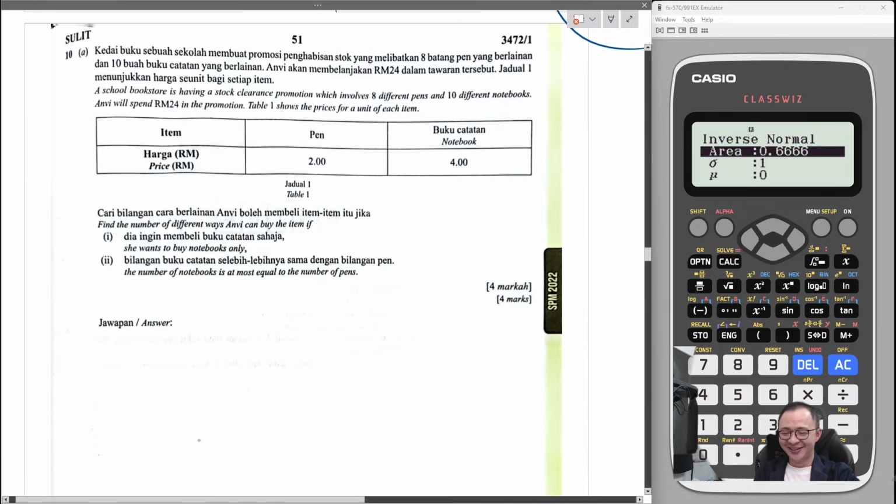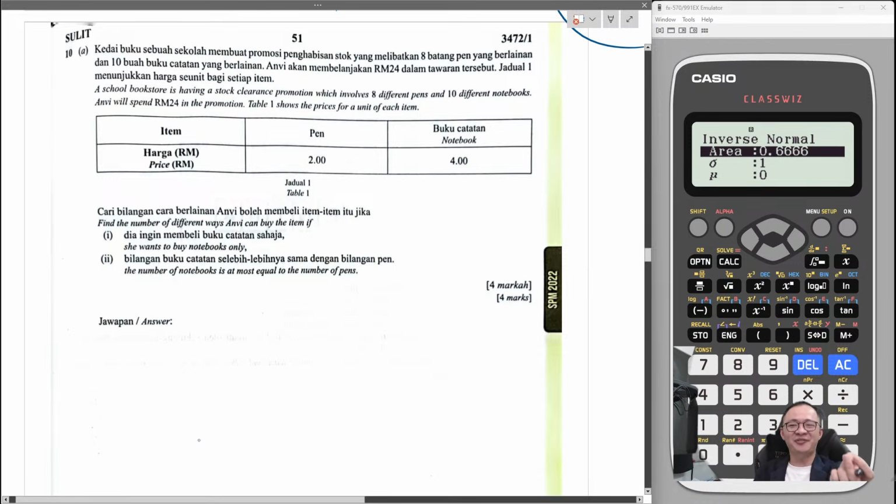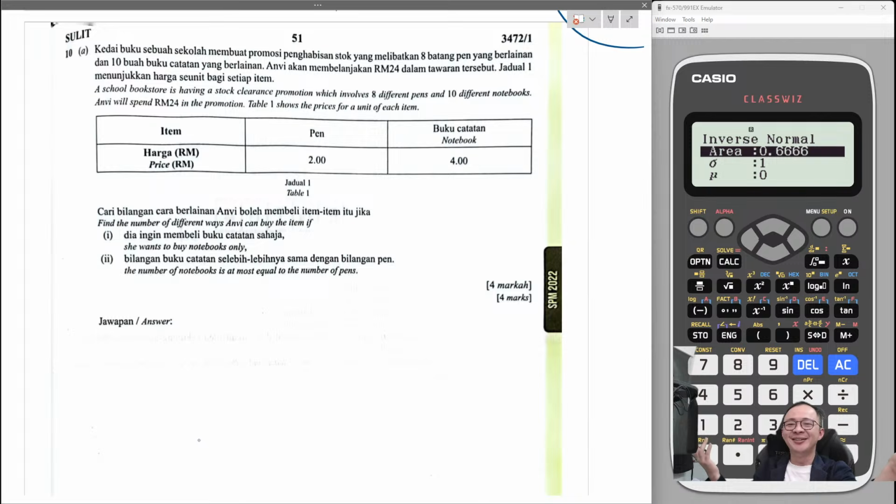But then, after they give so many difficult questions, what our MOE does is they lower down the mark. With 50 marks, they give you an A already. So sometimes I really don't know what MOE is thinking.